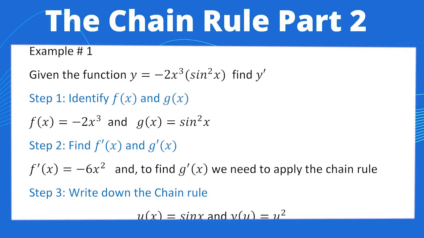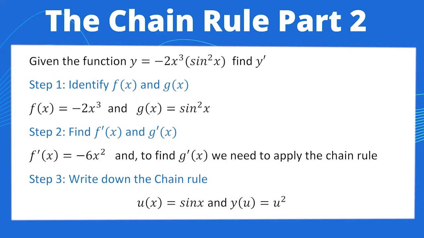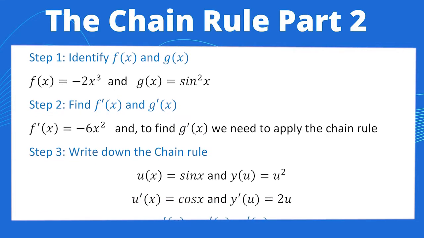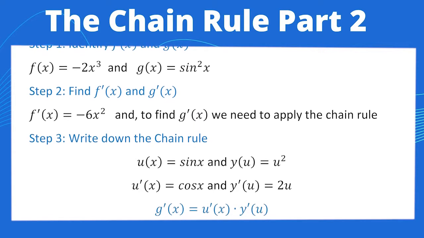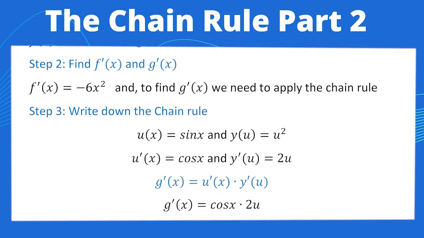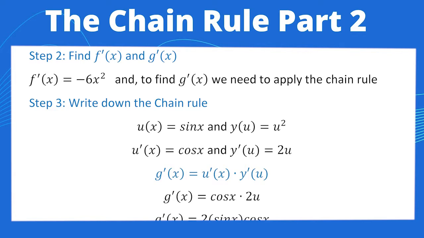The thing is that when we are finding the derivative, we are going to find out that the derivative of f of x is easy, but the derivative of g of x actually requires for us to apply the chain rule. Then remember, the most important part here is to find who is u of x and who is y of u. When you get that, state the chain rule and substitute the values. You will get the answer.